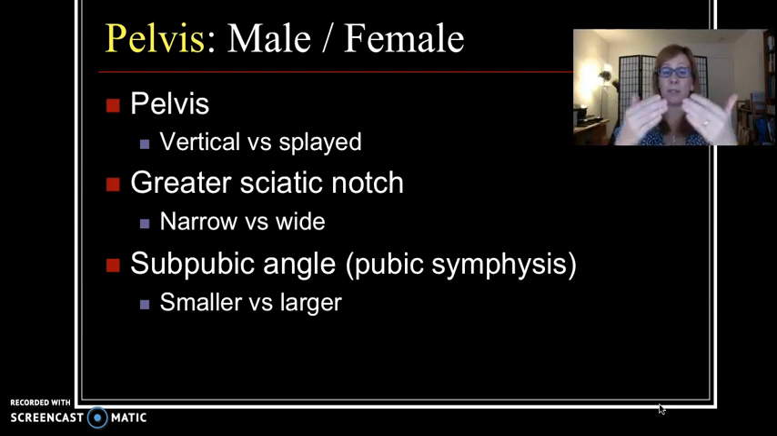The pubic symphysis is the area where the pubic bones come together, and they don't lock together. The bones don't lock here. There's actually an area of cartilage, right? So this area is a little bit slightly more flexible. And interestingly enough, you can look at this cartilage over time.